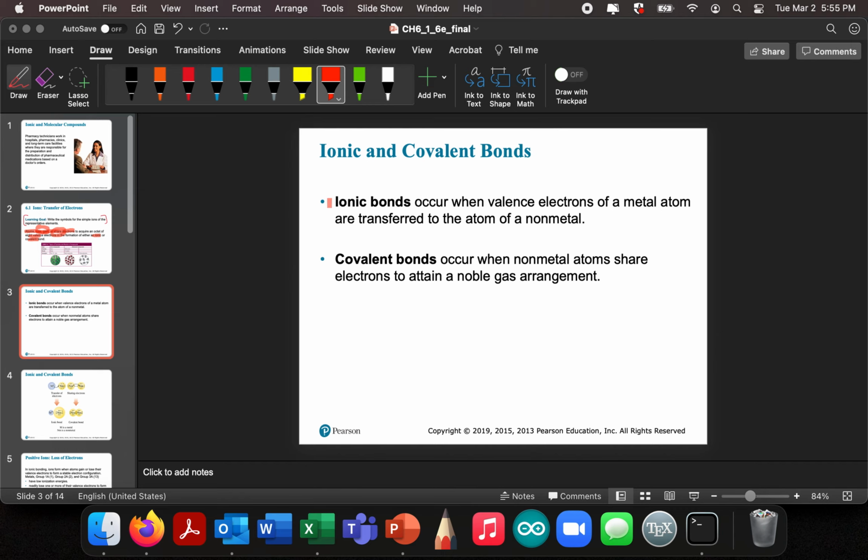So first of all, ionic bonds occur, as I said in the previous page, when valence electrons of a metal are transferred to the atom of a nonmetal. When you get that, the metal is going to lose electrons, so it's going to become a plus ion, and the nonmetal is going to become a negative ion, which we call an anion. The cation and the anion are attracted to each other, and we call that attraction an ionic bond. Alternatively, sometimes you might get two nonmetal atoms that actually share electrons, and when they share, we call that kind of interaction a covalent bond.